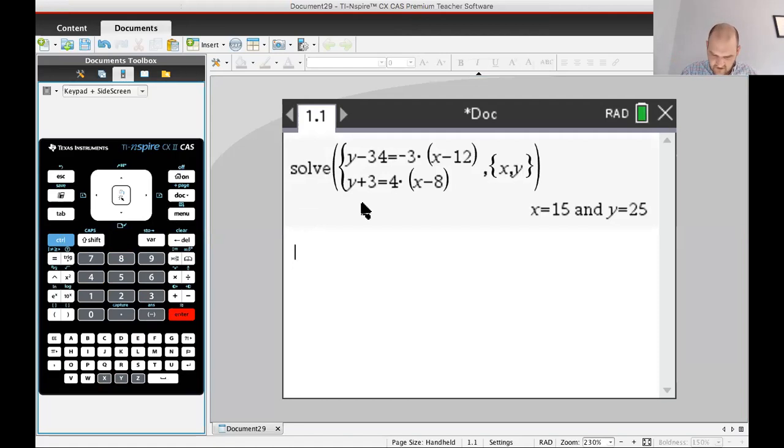But the problem is in my algebra, I guess. So let's go back and see. I get 15 and 25. That's very different from what I got. So maybe I shouldn't have skipped every step I could skip.